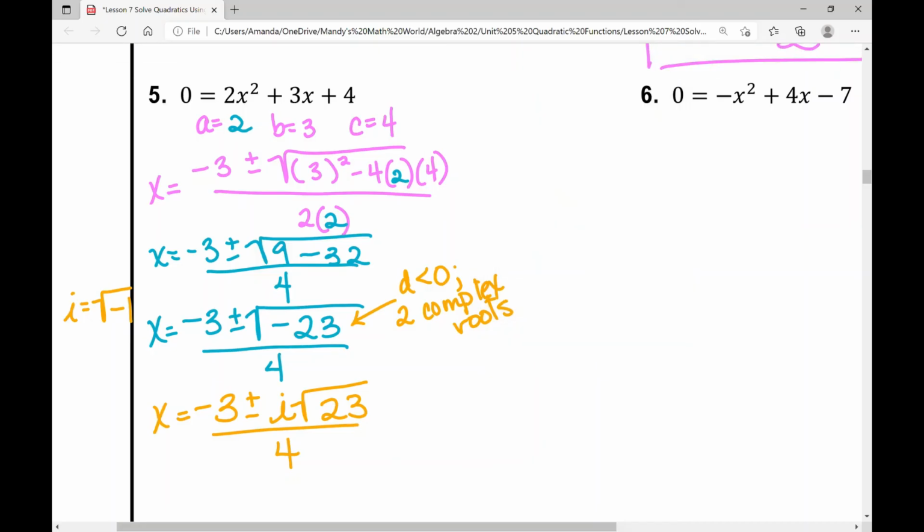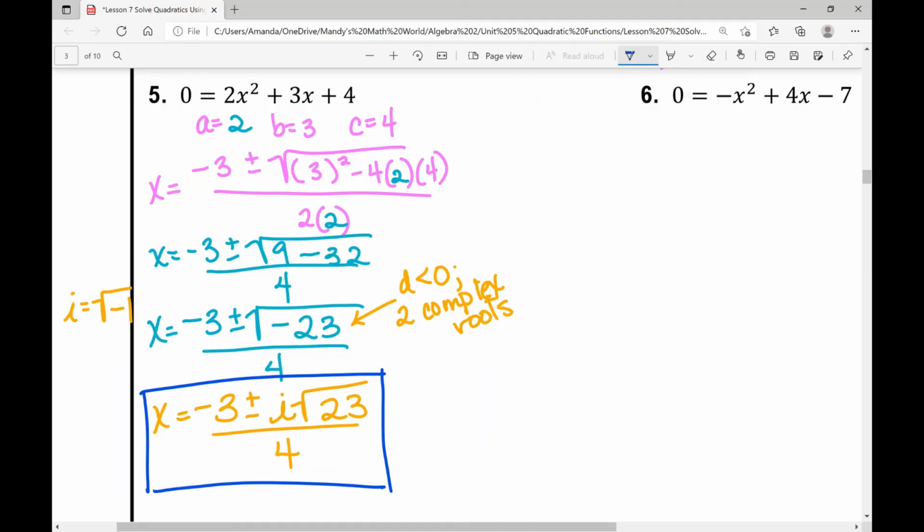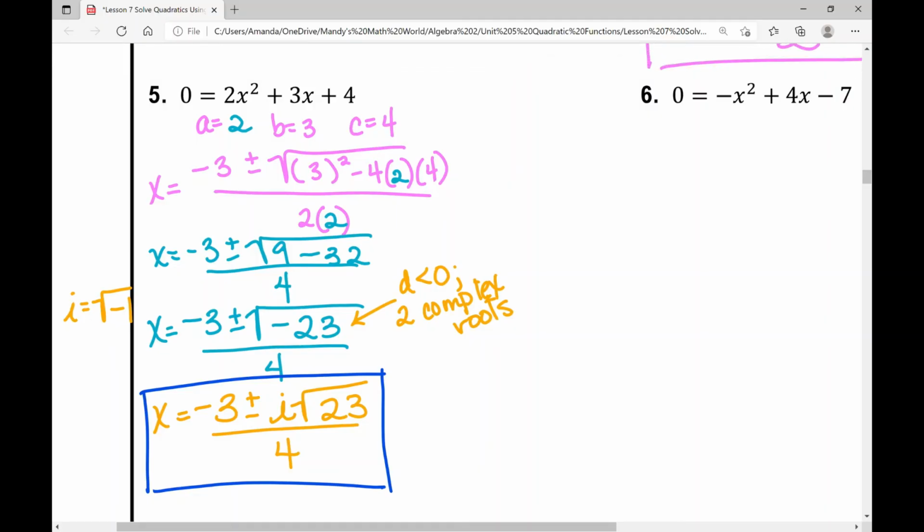Anytime there's a negative underneath your radical, you're going to have an i in your answer. And in this case, we can't simplify the square root of 23. It is a non-perfect square, but we can't simplify it any more than it already is. So we're going to leave it just like that. And that's our answer.